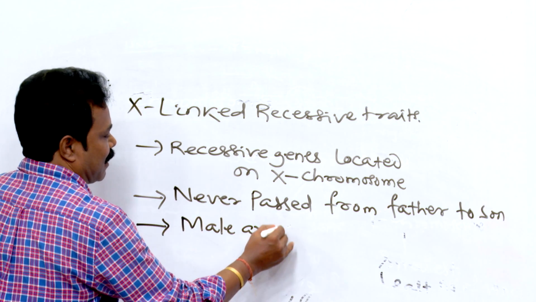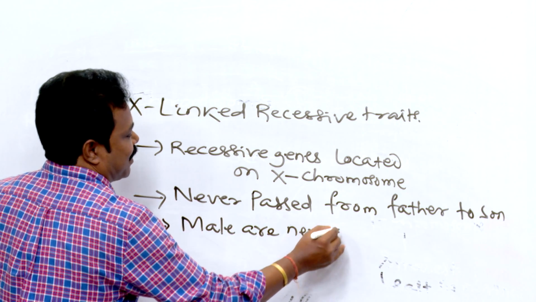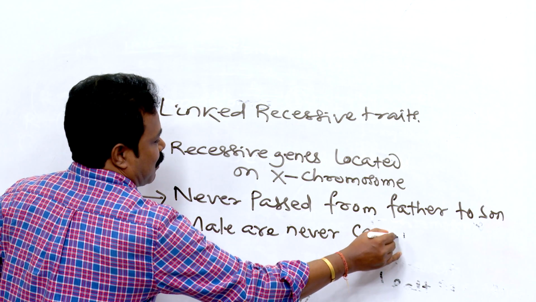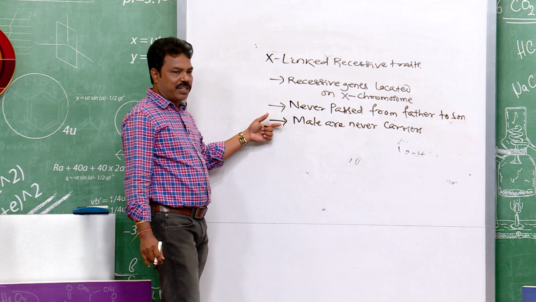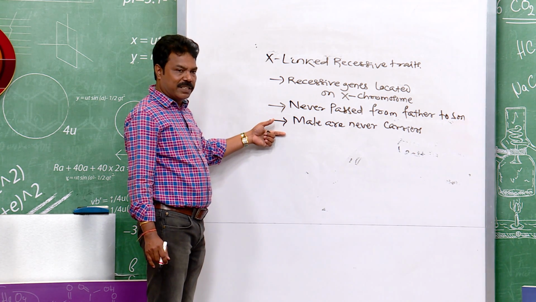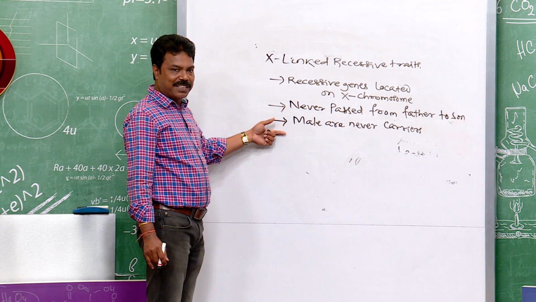Males are never carriers. If that mutated gene is present, then the male is affected. If the mutated gene is absent, then the male is normal.